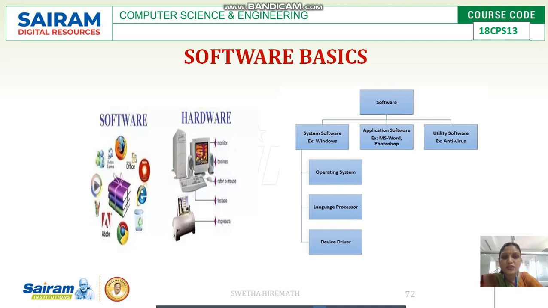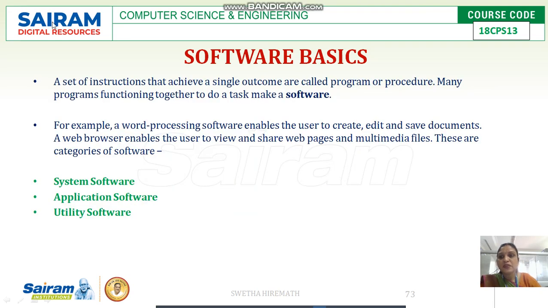So first, moving to the different types of system software: operating system, language processor, and device driver. We are going to study about the operating system. Application software examples are MS Word and Photoshop, and a utility software example is antivirus. A set of instructions that achieve a single outcome are called programs or procedures. Many programs function together to do a task, making a software.